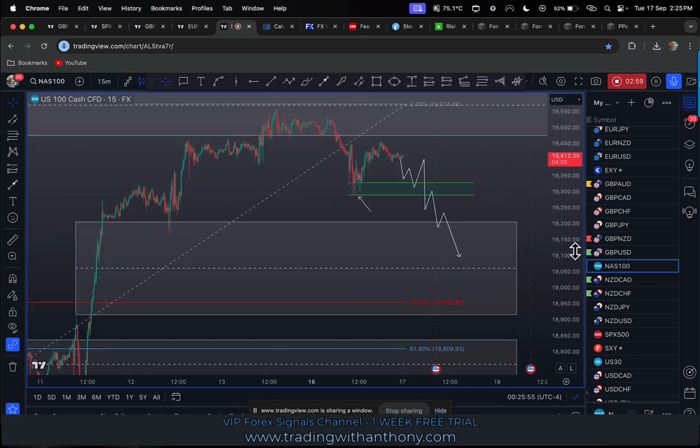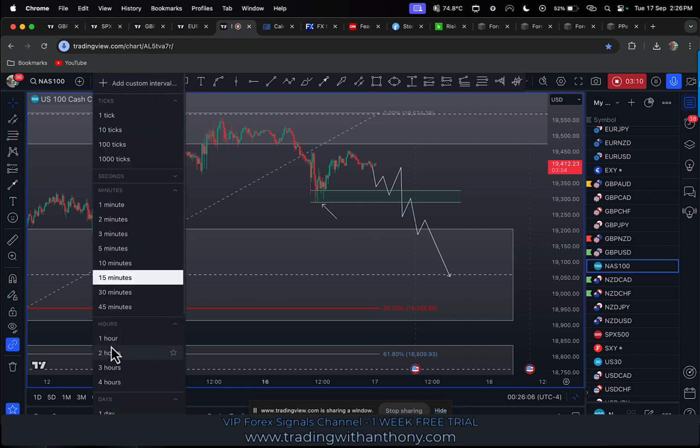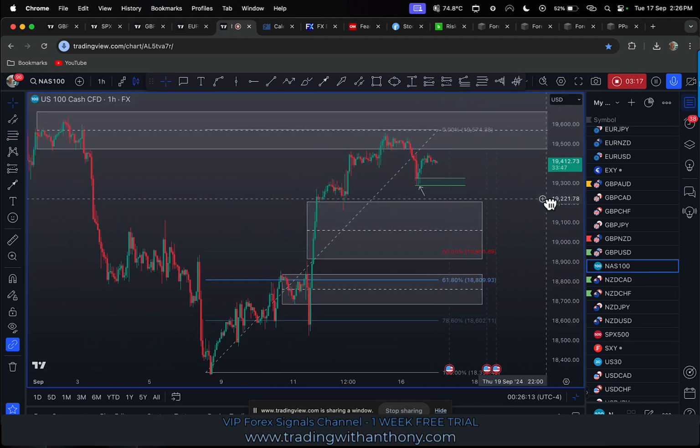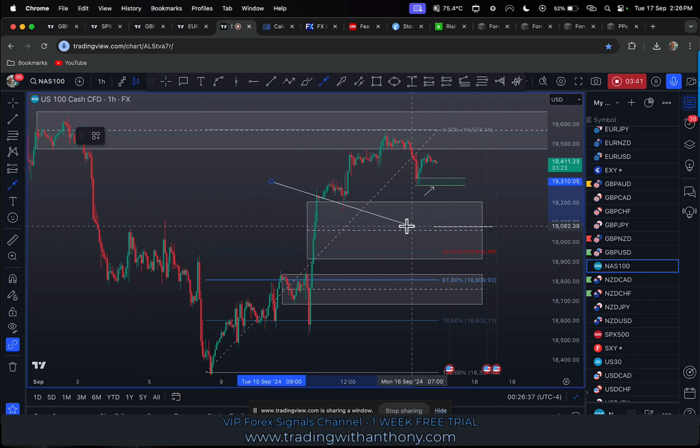And look, my target, if I'm going to be selling, target 1 would be the mid-range of this imbalance. Let's go back out to say a 1-hour so we can see what we've got here. So just wait for the break and retest of this low here, and then target 1 would be, say, midway through this imbalance here. That'd be T1 for me, and this aligns with these highs back over here. So through this level here, first target.